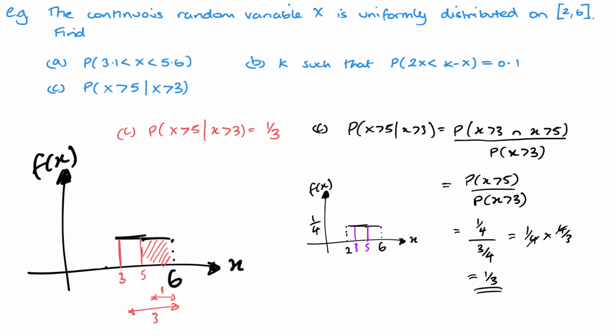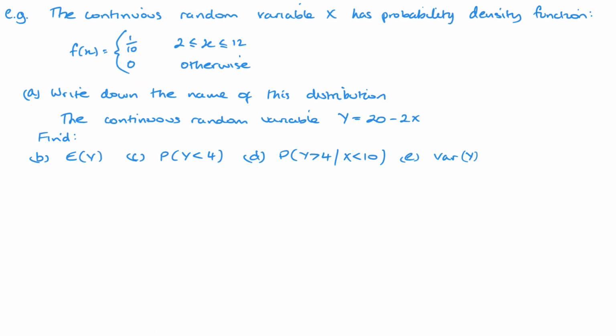But let's have a look at a second example now, so we can look at the mean and the variance. Here we have a continuous random variable with p.d.f., and you can see here we've got 1/10 between 2 and 12. You'll notice these should work out as well: distance of 10, height of 1/10.